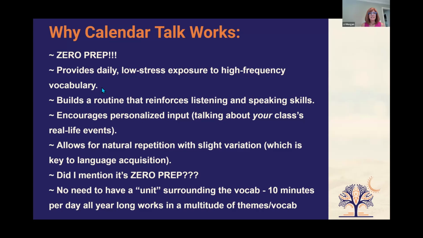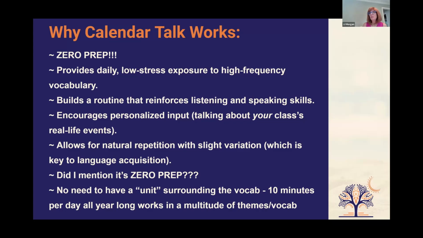It provides daily low stress exposure to high frequency vocabulary. It builds a routine that reinforces listening and speaking skills. It encourages personalized input, talking about your classes, real life events. It allows for natural repetition with slight variation, which is key for language acquisition.